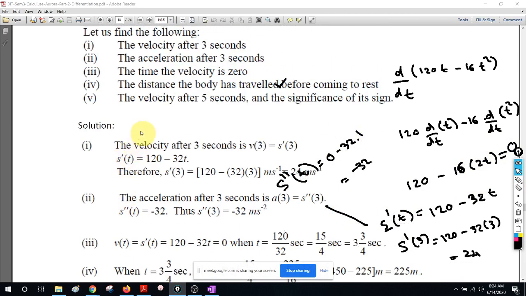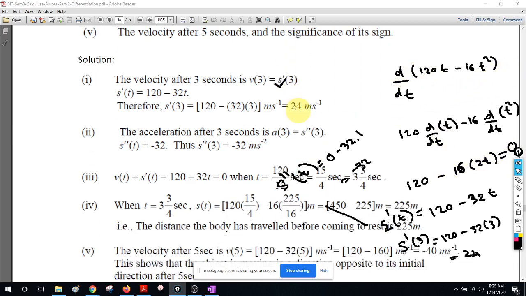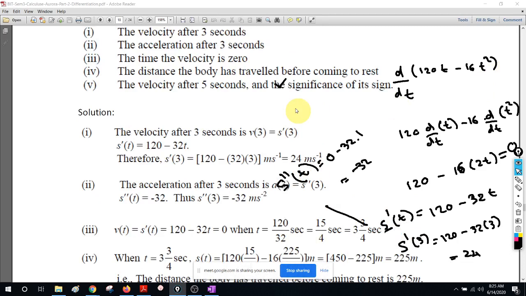Then they ask the distance the body has traveled before coming to rest. Remember, rest means your speed is 0. We found the time when the speed is 0, then you substitute that into the displacement function and find the distance it has traveled. That is something you can do. Then the velocity after 5 seconds and the significance of the sign.